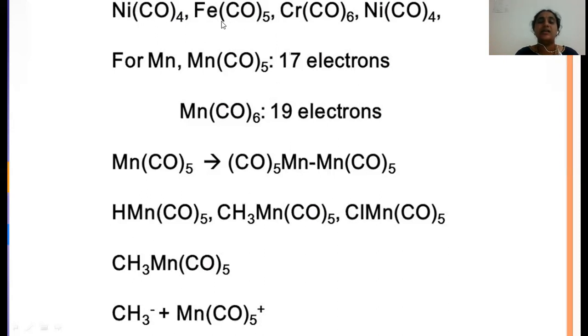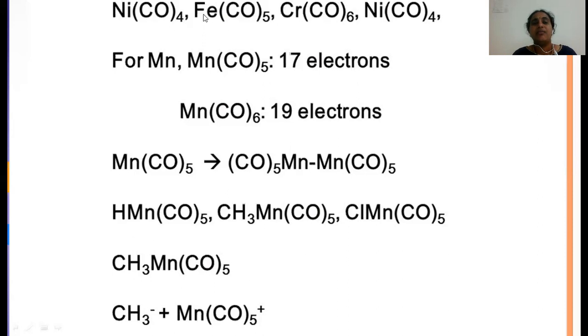In iron pentacarbonyl, iron is the metal, so 26 is the atomic number, with no oxidation number, plus 5 into 2, that is 10. 26 plus 10 is 36. In chromium hexacarbonyl, the atomic number is 24 with no oxidation number, and 6 into 2 is 12. 12 plus 24 is 36. So in these three complexes, nickel has atomic number 28, and only 4 ligands are present.